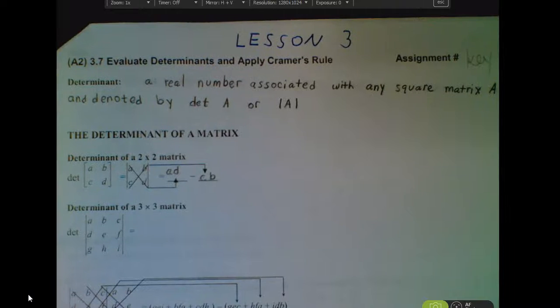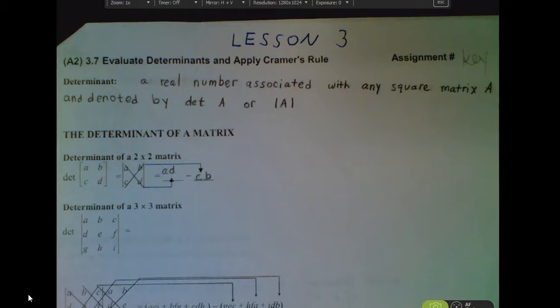All right, for our third lesson on matrices, we're going to start looking at some ways of solving equations. And one of those methods is by using determinants. And so lesson 3 is just going to be about using determinants or finding determinants. And then when we get into our next lesson, we'll see how we can use those to solve systems of equations with determinants.